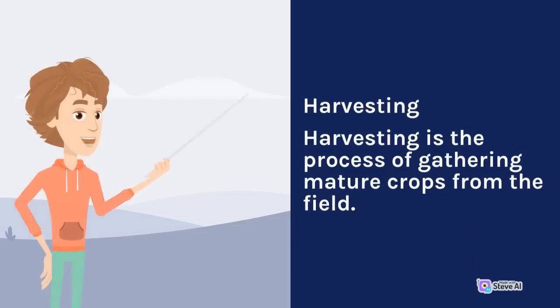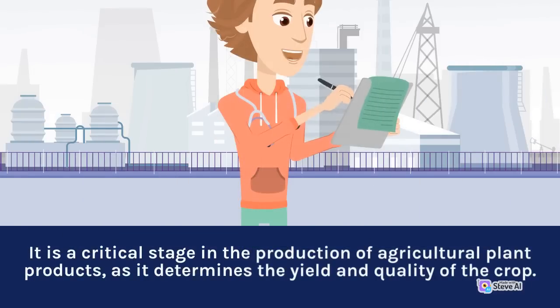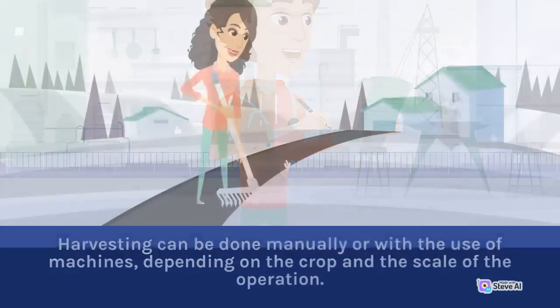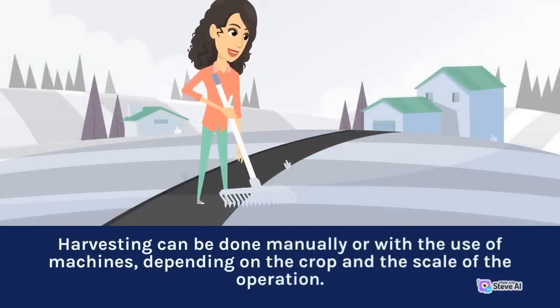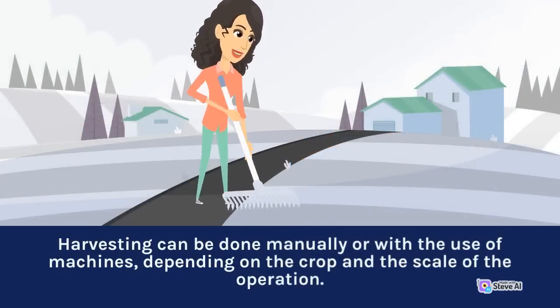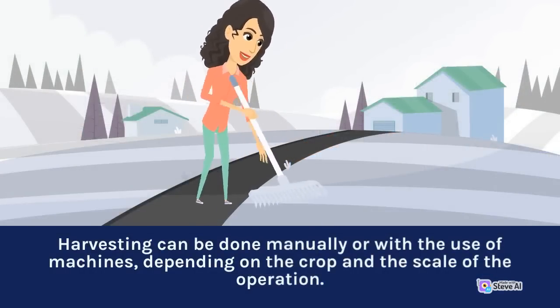Harvesting. Harvesting is the process of gathering mature crops from the field. It is a critical stage in the production of agricultural plant products, as it determines the yield and quality of the crop. Harvesting can be done manually or with the use of machines, depending on the crop and the scale of the operation.